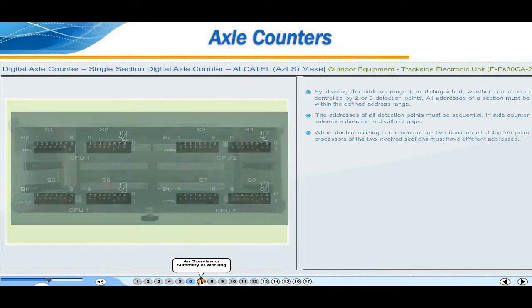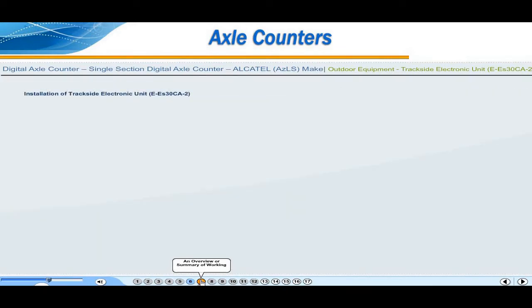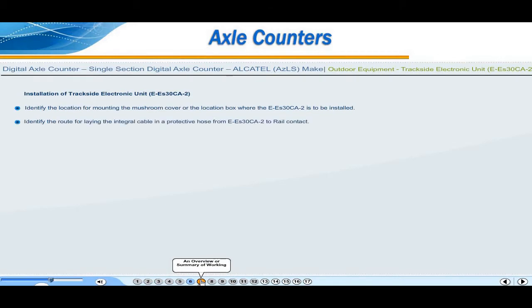Installation of trackside electronic unit, that is EES30CA2. Identify the location for mounting the mushroom cover or the location box where the EES30CA2 is to be installed. Identify the route for laying the integral cable in a protective hose from EES30CA2 to rail contact.